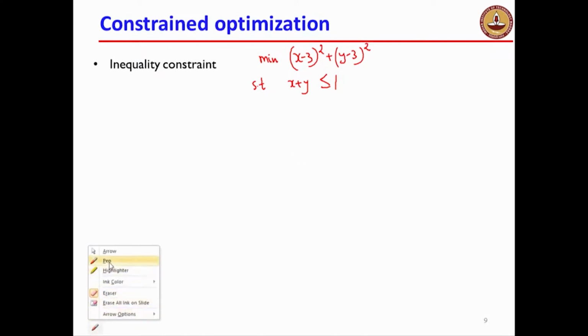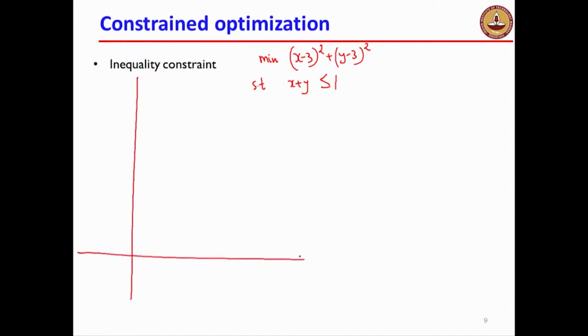Now we will look at inequality constraints. Now the problem is going to be slightly different over here, where I want to minimize (x minus 3) the whole square plus (y minus 3) the whole square, such that x plus y is less than or equal to 1. In the previous case it was x plus y equal to 1. Now I am saying x plus y could be equal to 1 or could be strictly smaller than 1.